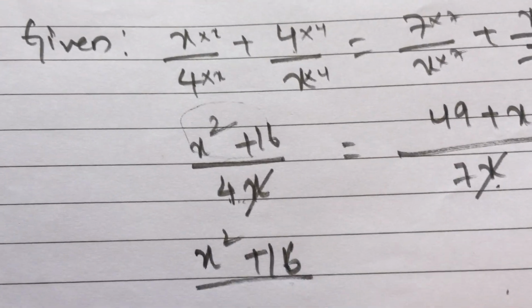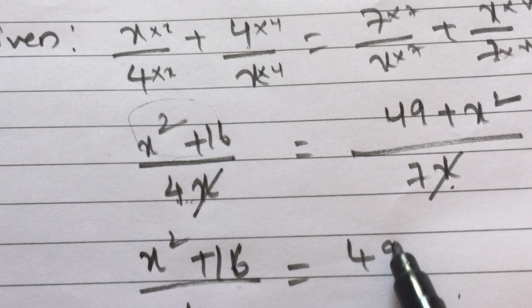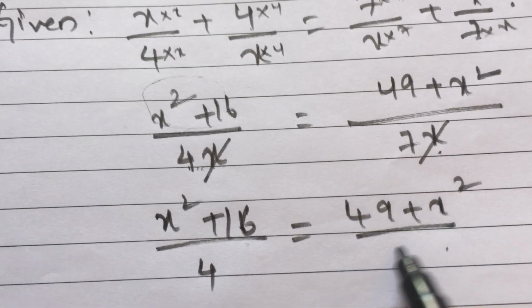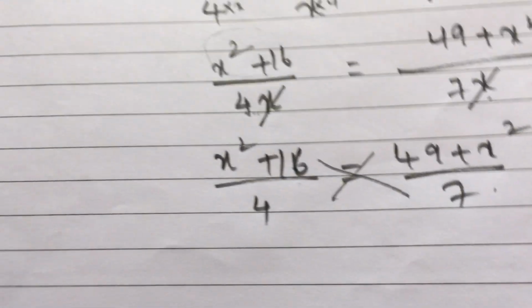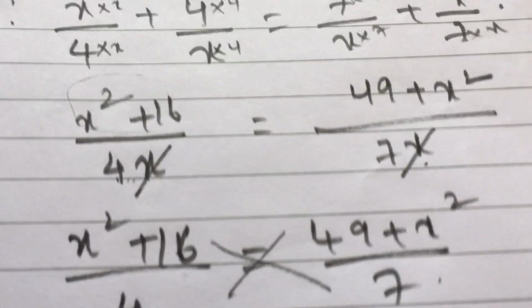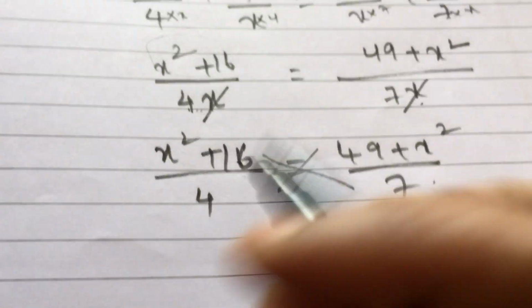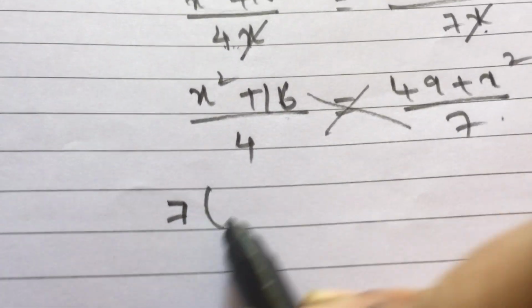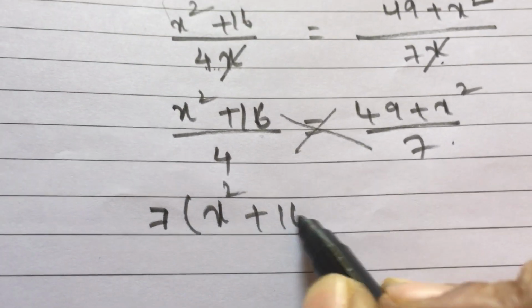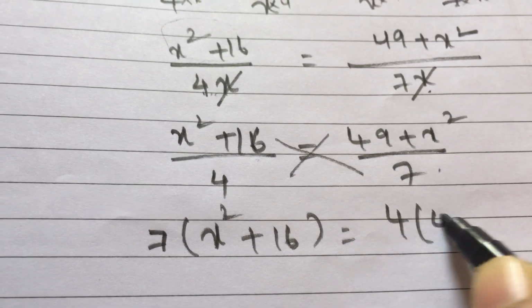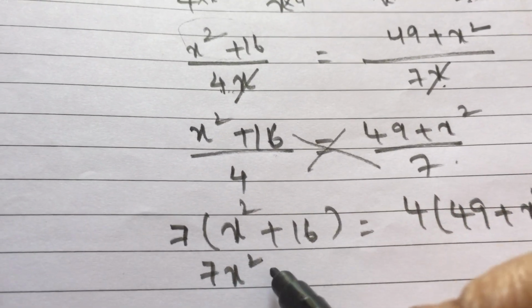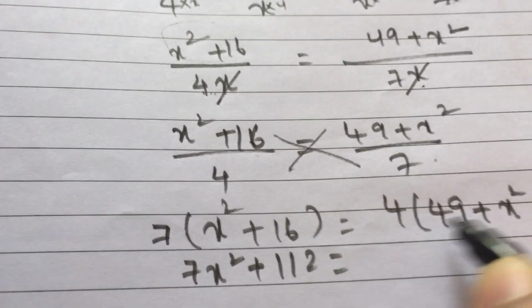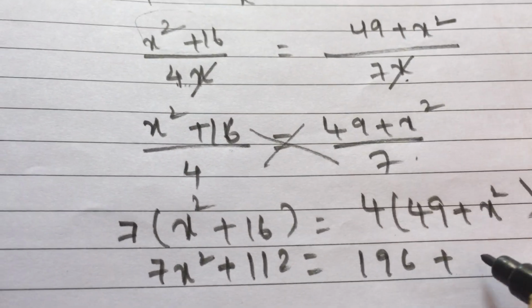X by 16 by 4 is equal to 49 plus x squared by 7. Now cross multiplying these two, so this becomes 7 into x squared plus 16 is equal to 4 into 49 plus x squared. So this is 7x squared, 16 7s are 112. This is 196 plus x squared.